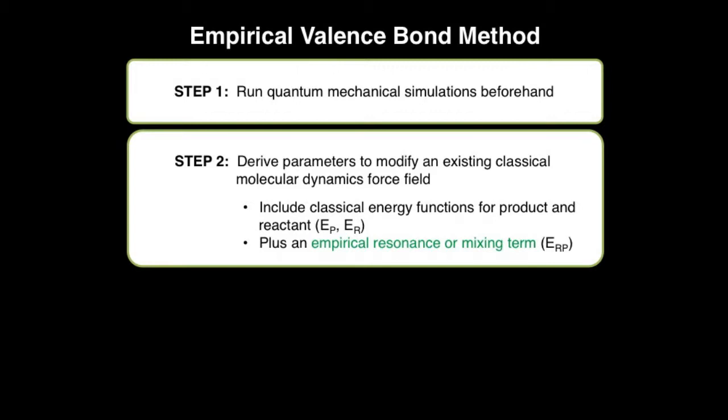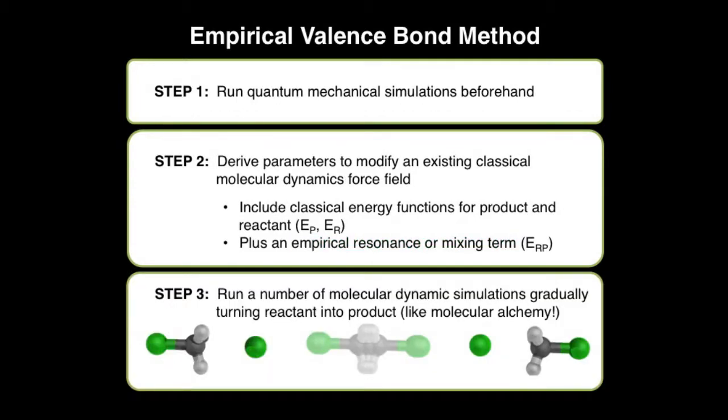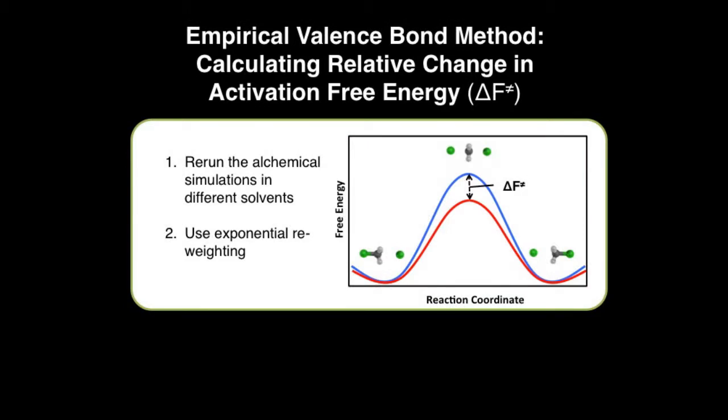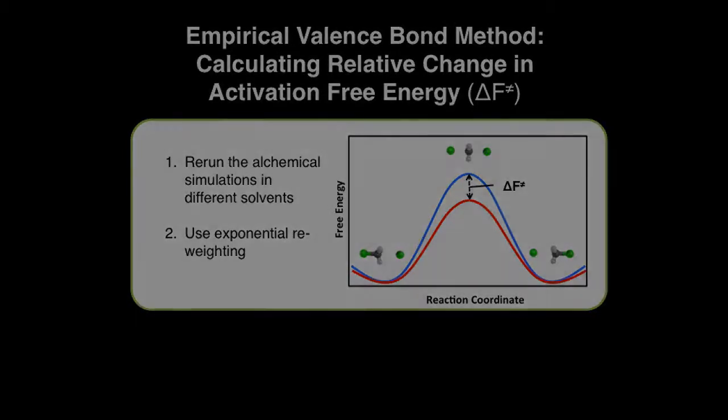To do this, you have to use the force field for a product state and a reactant state, but you also have these things called resonance integrals or mixing terms, and they describe how much the product and reactant mix together quantum mechanically when you're crossing an energy barrier. So you do these quantum mechanics simulations, and afterwards you use these to inform your parameters, and then you can simulate a chemical reaction as a bunch of molecular dynamics simulations and stitch them together and reweight them to get the free energy of activation of the chemical reaction back out of it.